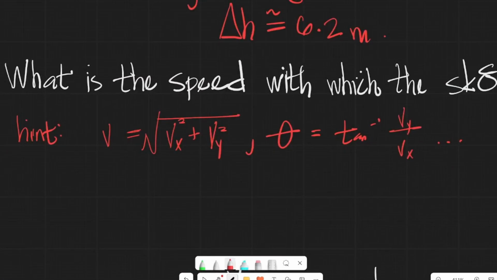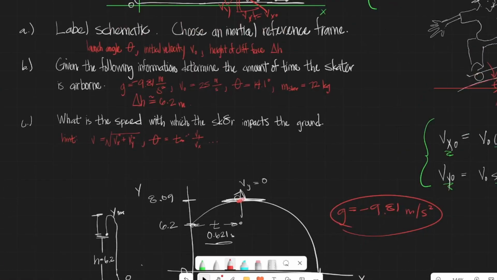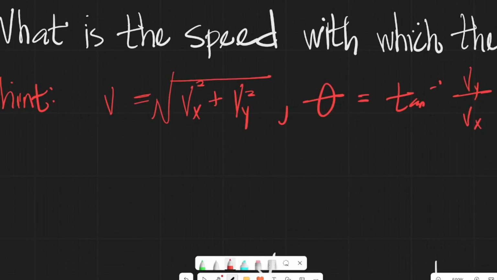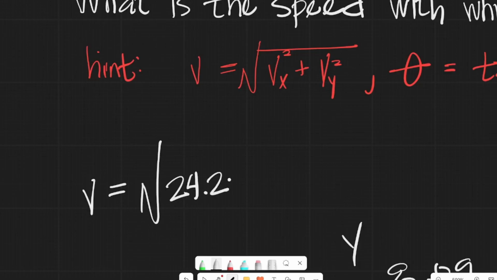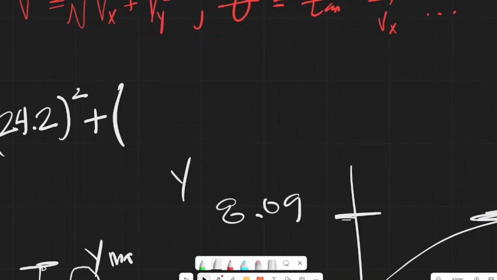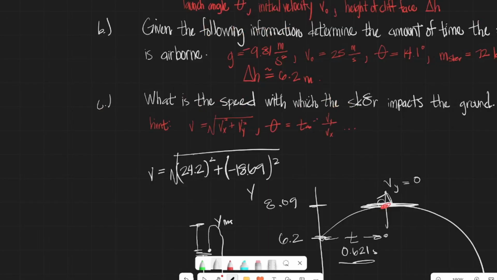All right, well, I gave you this relationship here. We know that Vx is equal to the initial Vx, which was just 25 cosine of 14.1, 24.2 meters per second. Remember, we're not losing any energy to air drag because we decided to dismiss it, which you will find is the case in a lot of these problems. So the impact speed is given by the square root of 24.2 squared plus, and then whatever that velocity was, 18.68 squared. And even though it's negative, because this is a magnitude, this square root of the sum of the squares operation basically just disregards all negative signs.